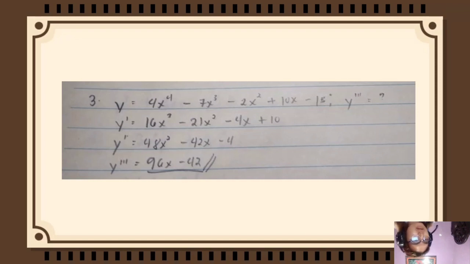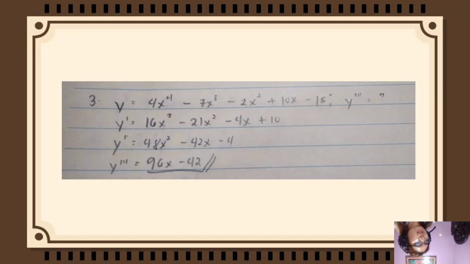Tapos dito na, sa y2 na tayo. Second derivative na tayo. Mabilisan lang to dahil gano'n din naman to eh. 16 times 3 is equal to 48. Minus 1, 2. 21 times 2, 42. Minus 1. Wala na, diba? Tapos, negative 4x times 1 is equal to negative 4. Constant na to. 0 na. Konti pa tayo.